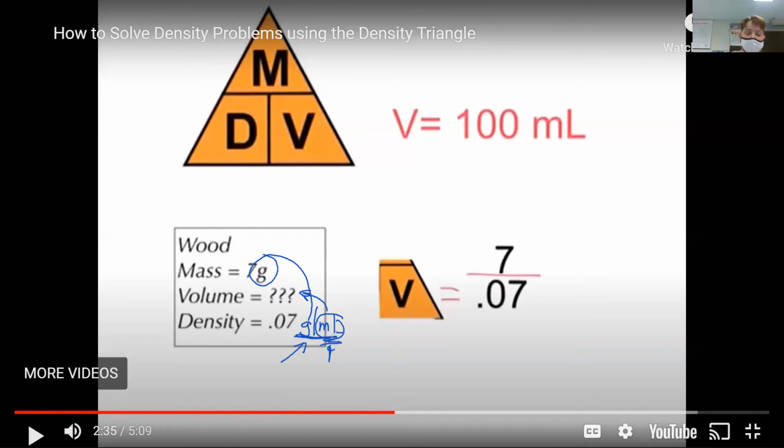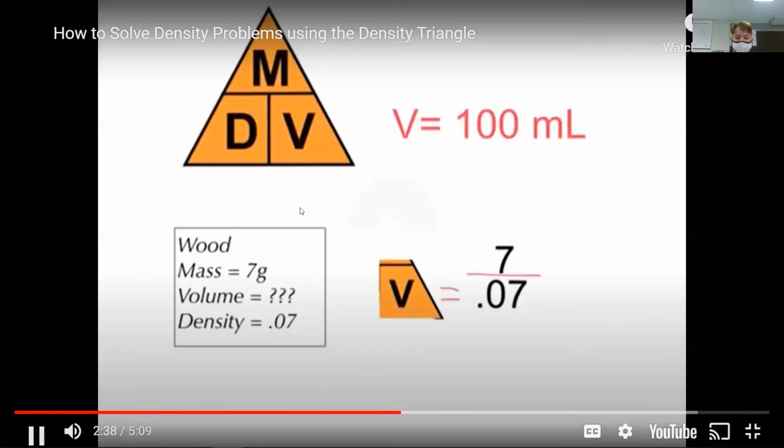Okay, so if this had been grams per centimeters cubed, then volume would have been centimeters cubed and not milliliters. Okay, so you must look at your unit in the problem to figure out what your true unit is. Okay, she made an assumption that she couldn't make. The volume is 100 milliliters.